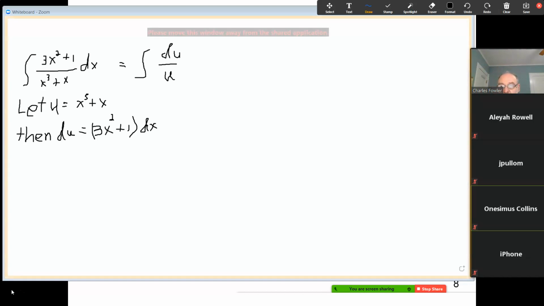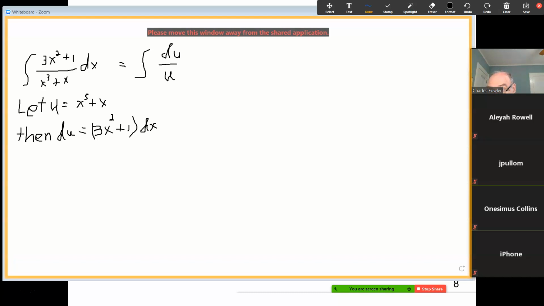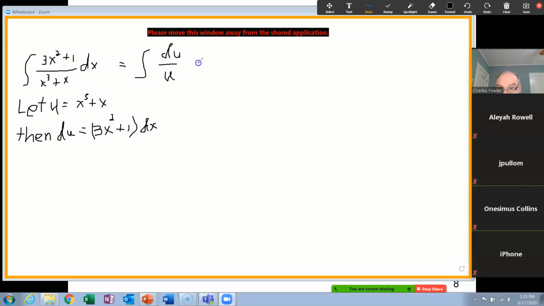Okay. What we've got here, the du was your 3x squared plus 1 dx, which is exactly what we've got here. Your u was x cubed plus x, which is exactly what we have here. Simply the integral, antiderivative, of du over u. Someone tell me what that is.